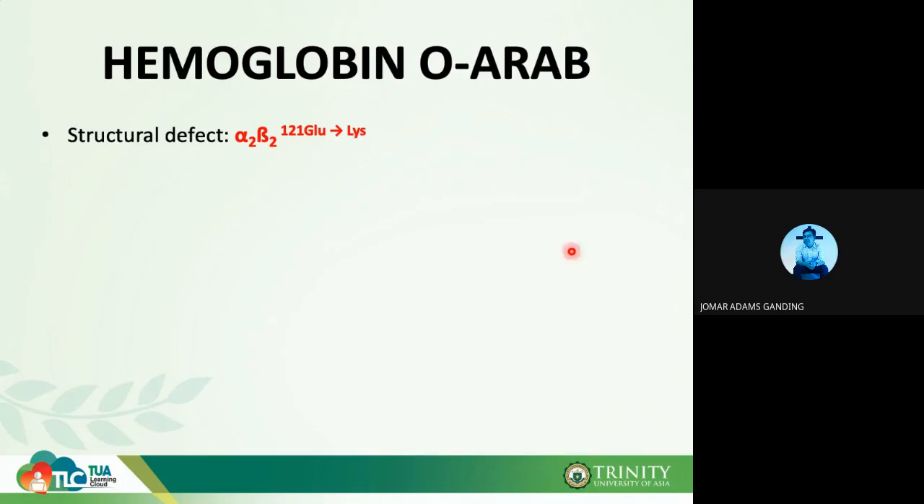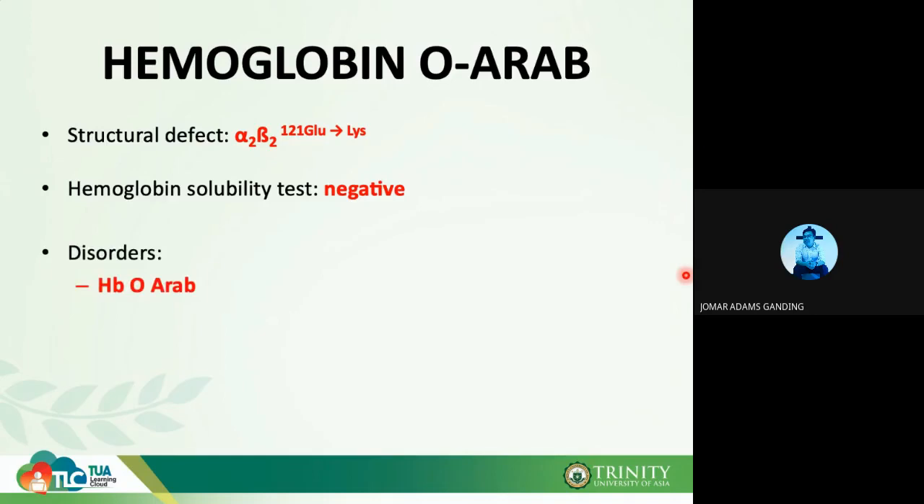Okay? So, moving forward, this hemoglobin O Arab is also negative with your solubility test. And the disorder associated here is your hemoglobin O Arab disease. Okay, hemoglobin O Arab disease, again, characterized with mild splenomegaly. Kung mapapansin ninyo, lahat mild lang except for hemoglobin S. Okay?